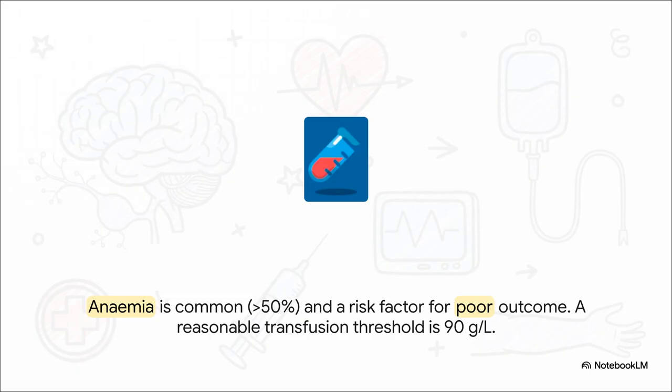Problems with the blood are also incredibly common. More than half of these patients will become anemic. Now, why is that such a big deal? Well, it's an independent risk factor for a poor outcome. And that's probably because it starves the already injured brain of the oxygen it's desperately crying out for. So, based on the latest evidence, a pretty reasonable strategy is to transfuse to keep that hemoglobin level above 90.